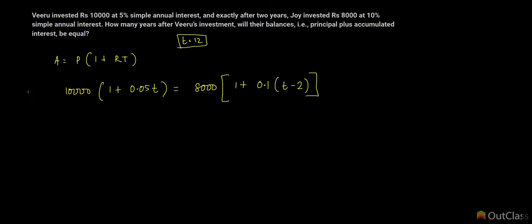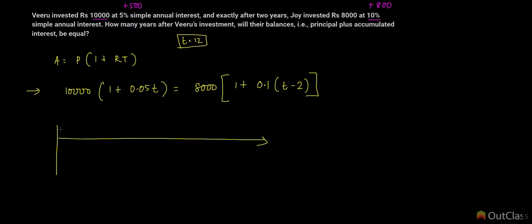Now if you don't want the hassle of writing down this equation, expanding and everything, you can think of it like this. This is something that increases by 500 a year, because it's 5% of 10,000. This is something that increases by 10% of 800, that's 800 a year. But they're not starting at the same time.